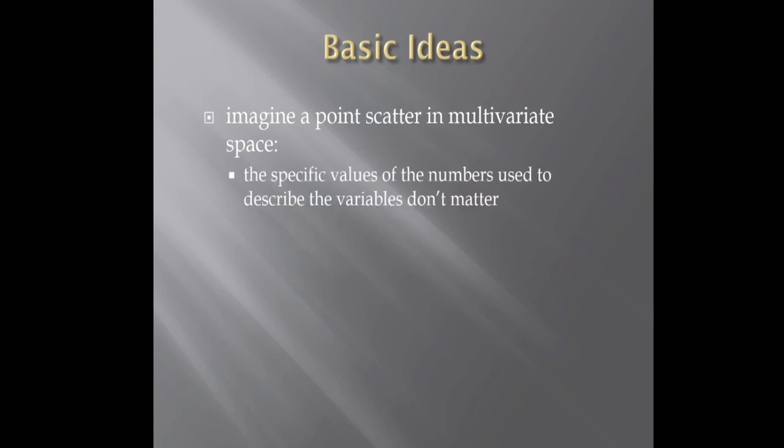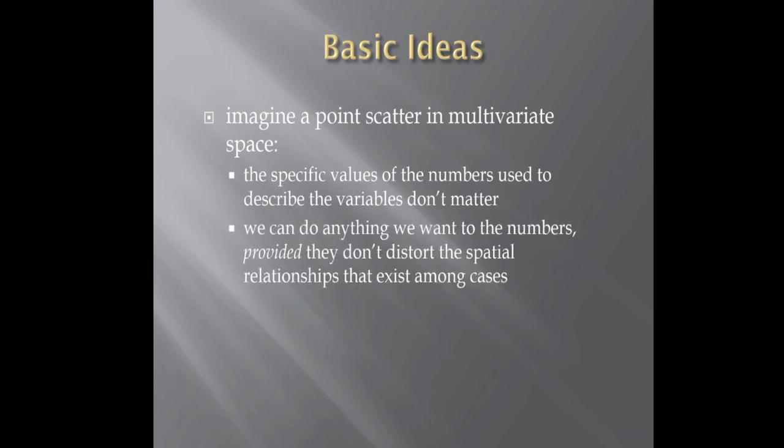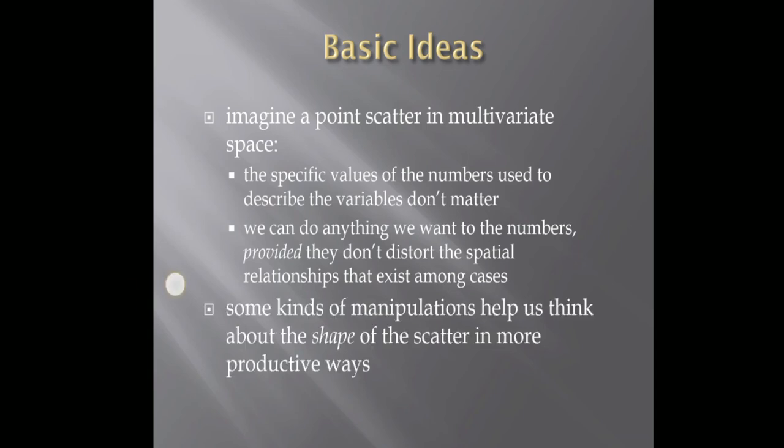And then the basic idea. Imagine points scattered in a multiple variable space. The specific values of the numbers used to describe the variables don't matter. We can do anything we want to the numbers as long as they don't distort the spatial relationships that exist among cases. Some kind of rotation helps us think about the shape of the scatter in a more productive way.